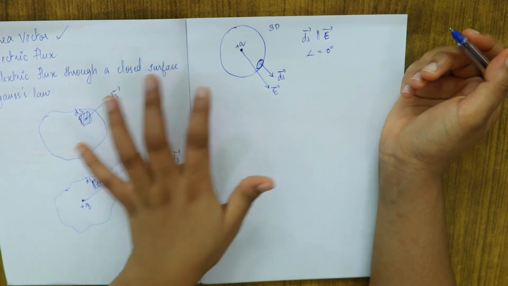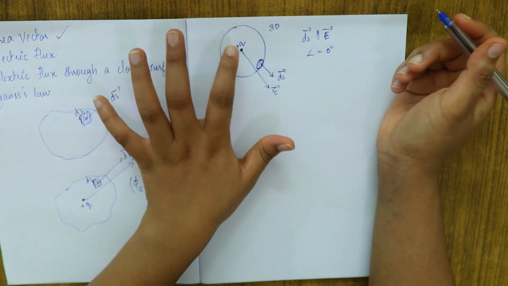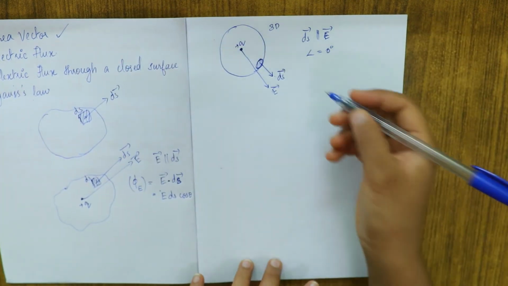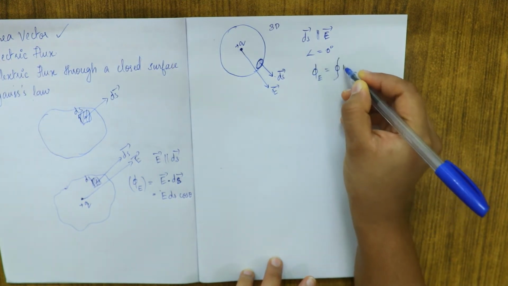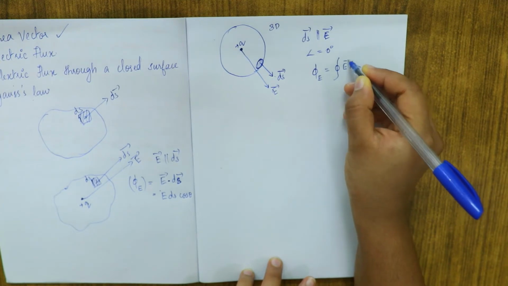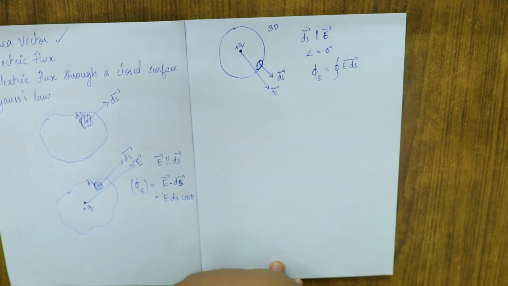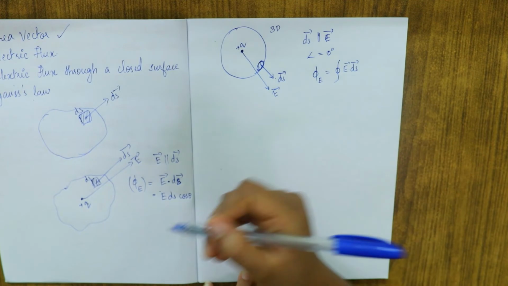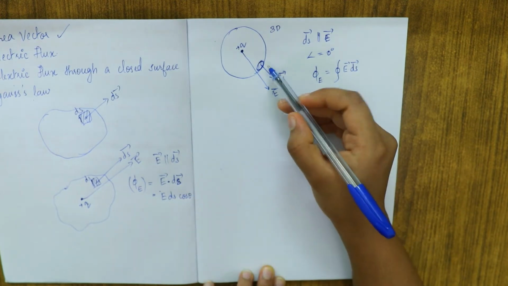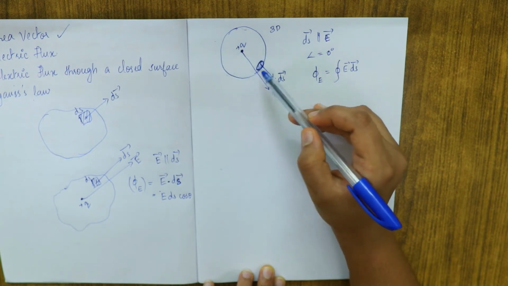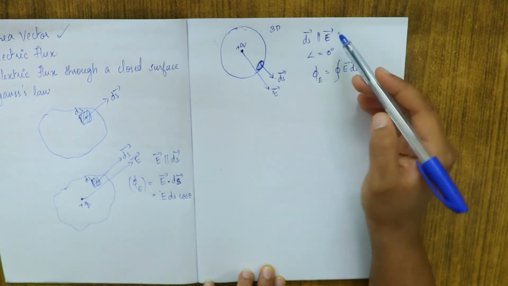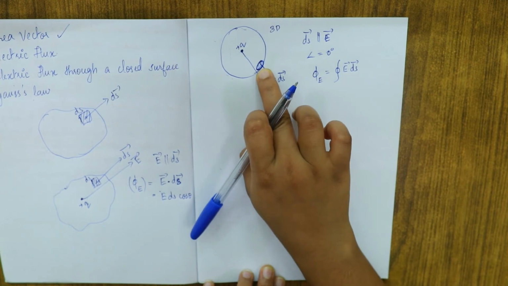In this case this is a closed figure enclosing a charge. So here the electric flux phi E becomes the closed integral of E dot dS. Why closed integral of E dot dS? Because we are considering only a small area here, we have to consider the whole area. In order to find the sum of the whole area, we are integrating the small area.